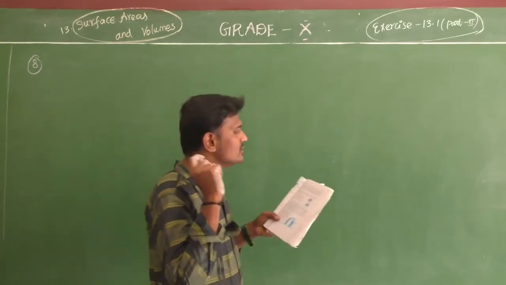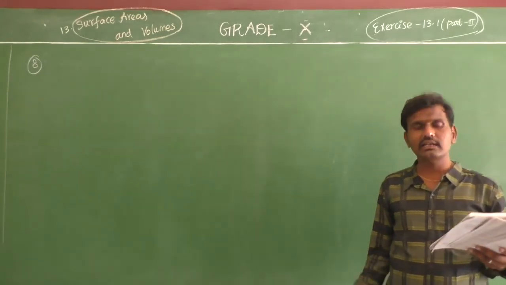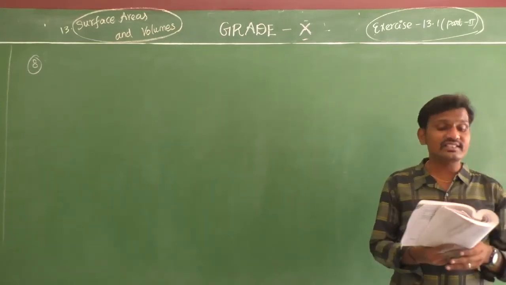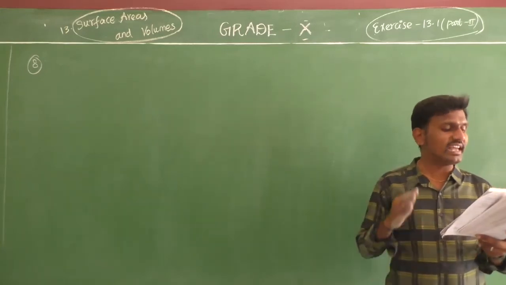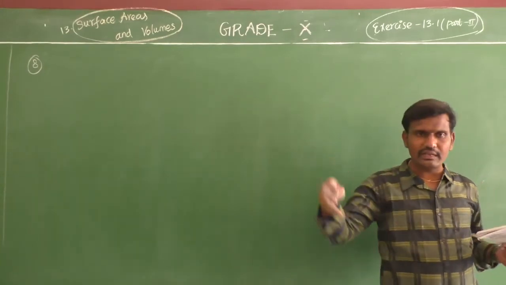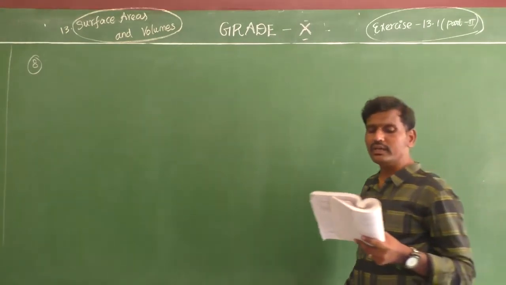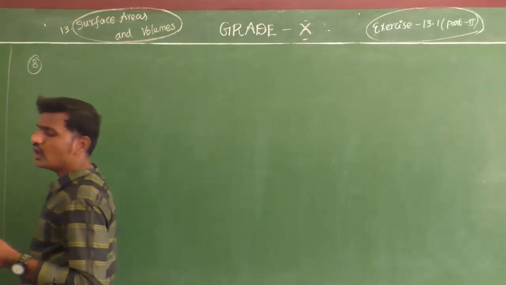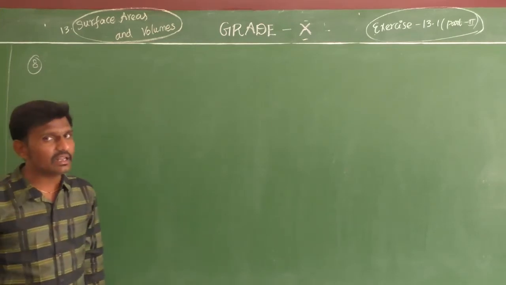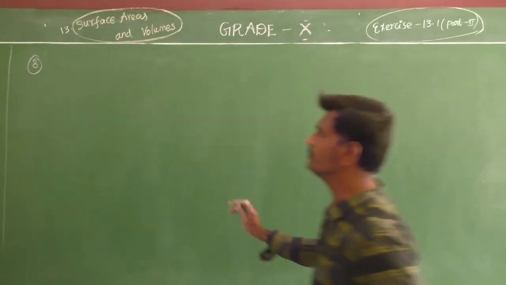From a solid cylinder whose height is... hollowed out. That is, inside we are going to depress, that is, cut and take like this. So find the total surface area of the solid to the nearest centimeter square. Now see, you have a cylinder first.